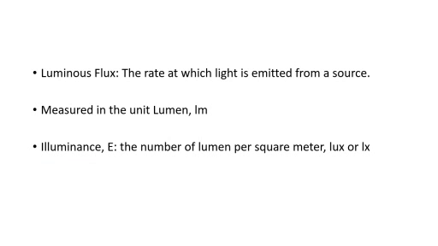Luminous flux is the rate at which light is emitted from the source. It is measured in lumen, or lm. Illuminance, capital E, is the number of lumen per square meter, and that is found in lux, or lx. So luminous flux is the rate at which it is emitted, measured in lumen, and illuminance is basically how lit this area is. That's lux.